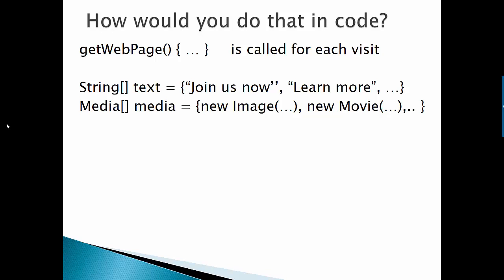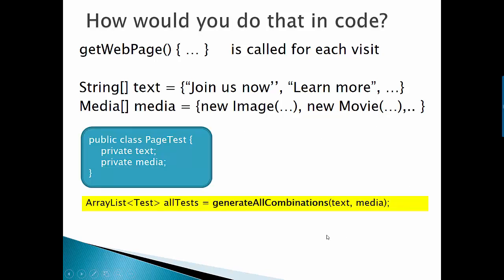So if we wanted to serve people different combinations of the button text and the media, we could have 2 arrays, an array consisting of all possible button texts and another array consisting of objects that represent images and movies. So that's the media. So what we need to do is we need a list of all of the possible combinations of these 2 things. And then when someone comes to the web page, we'll select a random one from the list and use that to fill in the details of the web page.